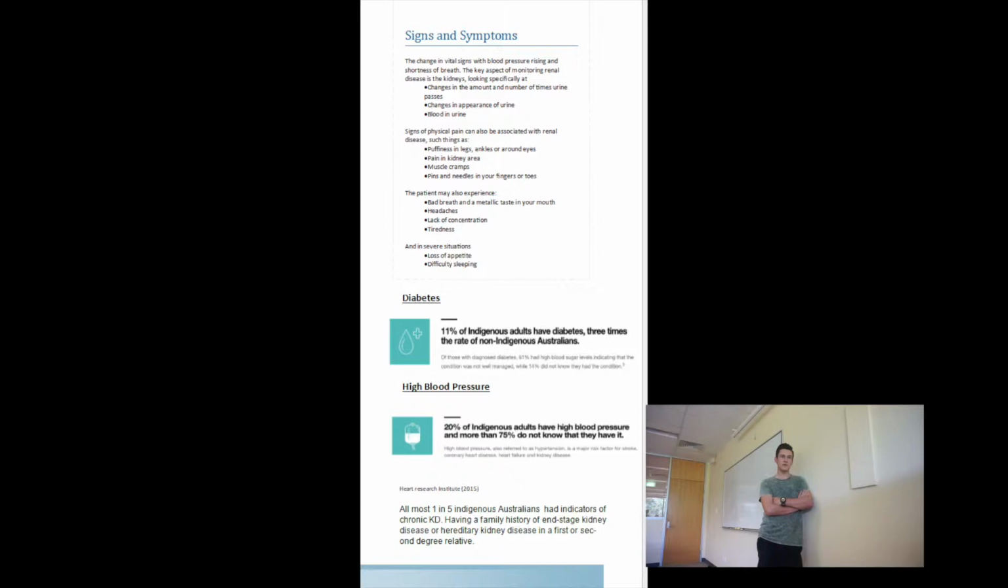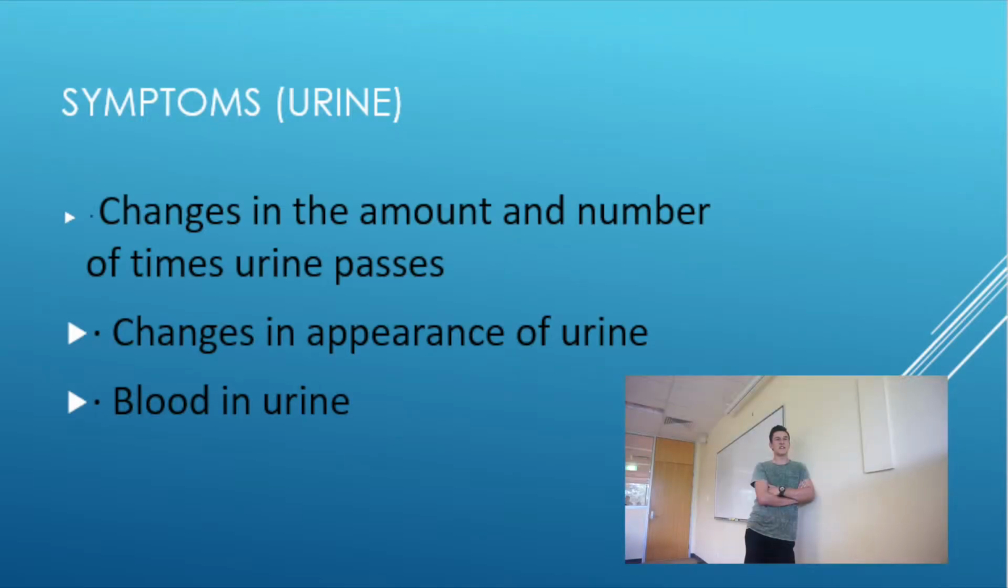On page 2 of the pamphlet, we have placed some of the changes you could see due to the kidneys failing, signs such as the change in vital signs with blood pressure rising and shortness of breath. The key aspect of monitoring renal disease is the kidneys, looking specifically at the changes in the amount and number of times urine passes, changes in appearance of urine, blood and urine.